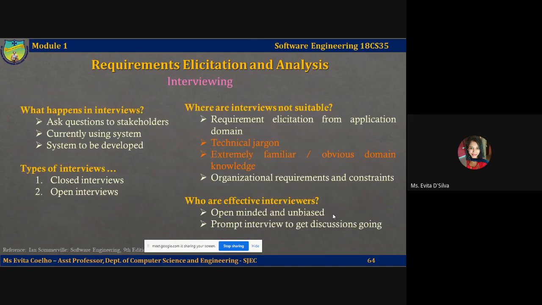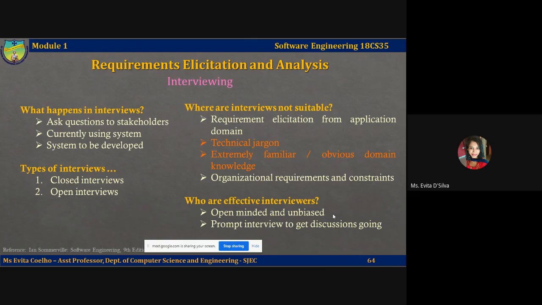Next, we're going to talk about the first way of discovering requirements, interviewing. Formal or informal interviews with the system stakeholders are part of most requirements engineering processes. In these interviews, the requirements engineering team puts questions to system stakeholders about the system that they are currently using and the system that needs to be developed. Requirements are derived from the answers to these questions.